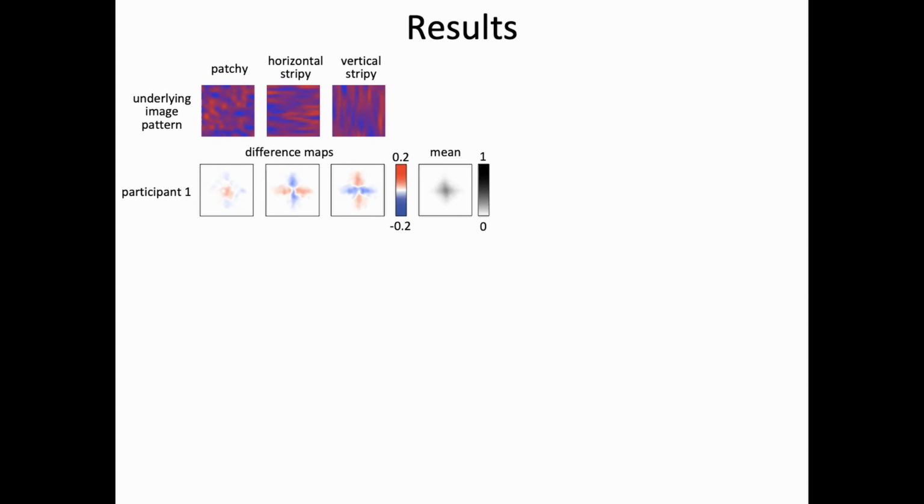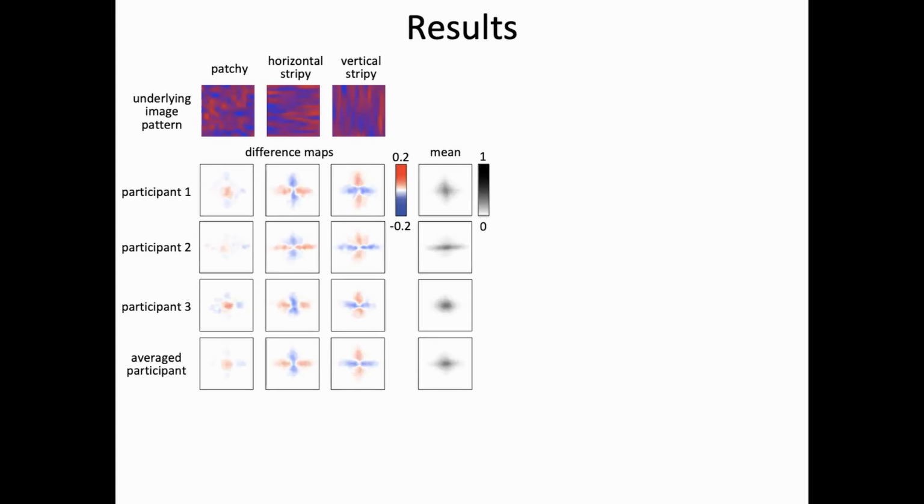We do that for all 3 participants and their average. On this map, red means that the participants tend to fixate more at those locations, while blue means less. For example, with a vertical stripy underlying image, our participants tend to fixate more along the vertical axis and less along the horizontal. The point is this: the fact that these difference maps are distinct for different underlying image patterns means that our participants were active, as the underlying image was unknown to them before they observed anything.